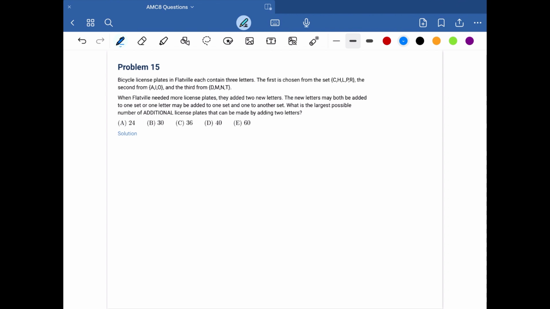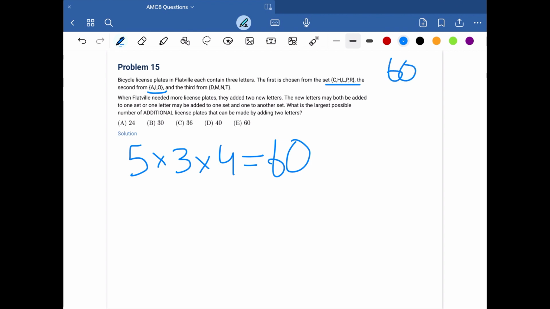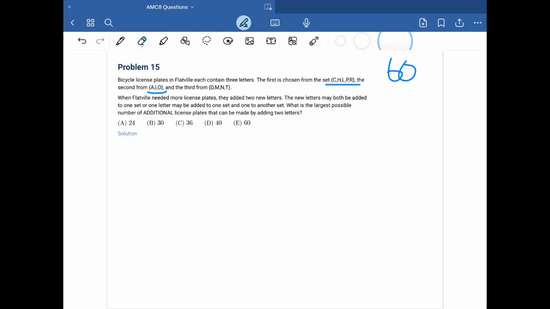So first we want to find the additional license plates, so we need to find the original first. In the first letter, they're choosing out of 5. The next one, they're choosing out of 3, so it's times 3. The third, they're choosing out of 4. And when we multiply this, we get 60. We'll just write 60 over here. Since there are 5 in the first, 3 in the second, 4 in the last, they say they can add 1 letter to either 2 of them or 2 letters to 1 of them.